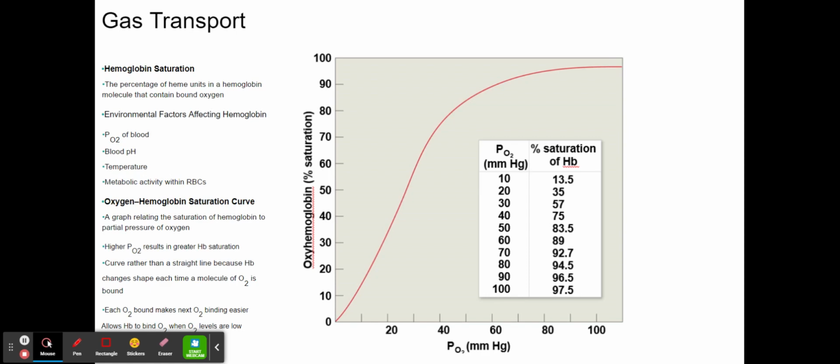Hemoglobin in red blood cells carries most of the oxygen in the bloodstream and releases it in response to changes in the partial pressures of oxygen in the surrounding plasma. If the PO2 increases, hemoglobin binds oxygen. If the PO2 decreases, hemoglobin releases oxygen. An oxygen-hemoglobin saturation curve, or an oxygen-hemoglobin dissociation curve, is a graph that relates the hemoglobin saturation to the partial pressures of oxygen.